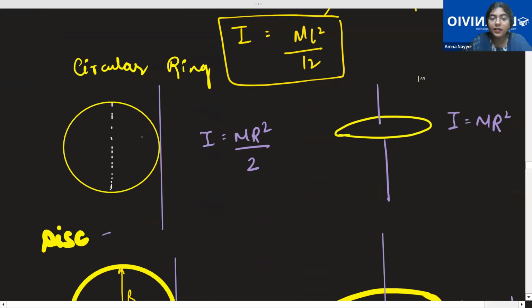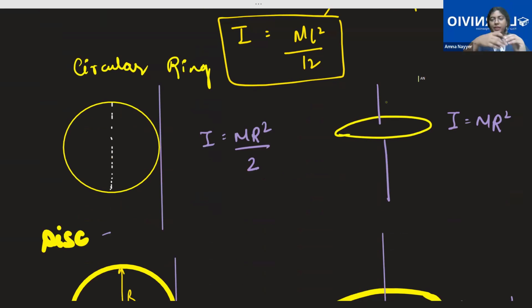See, now let's start with the moment of inertia of a few figures, which you need to remember across their different axes. When we have a circular ring, we have already discussed that if the axis is passing perpendicular through the center, then the moment of inertia is mr square. If the axis is parallel to the diameter, then it is mr square by 2 for a circular ring.